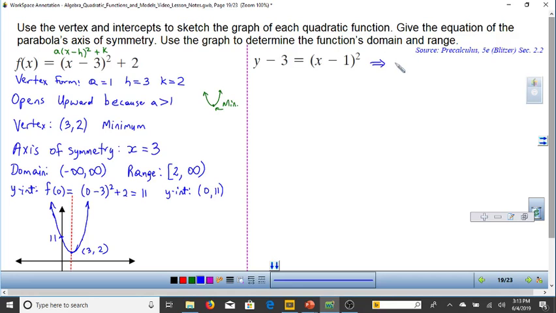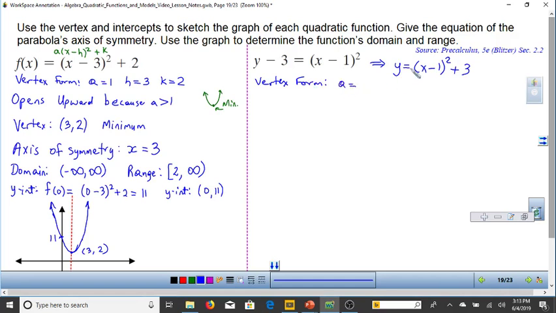So the first thing I will do is rewrite the equation in vertex form by solving for y. y equals (x minus 1) squared, and then I'm going to add 3 to both sides to get the 3 from the left side to the right side. And again, you see that this equation is still in vertex form. So I don't need to do any work to convert it to vertex form. The equation is already in vertex form.